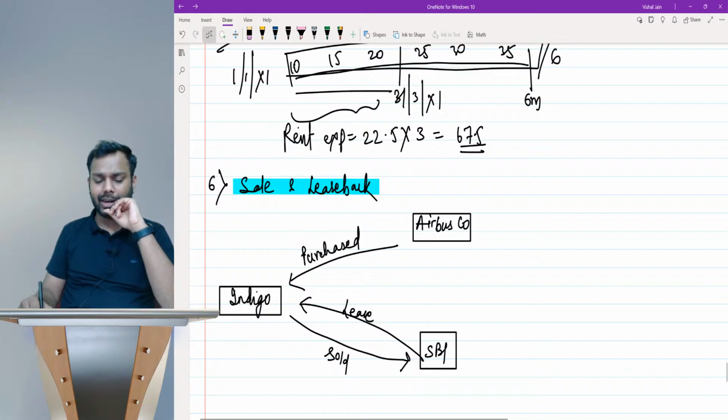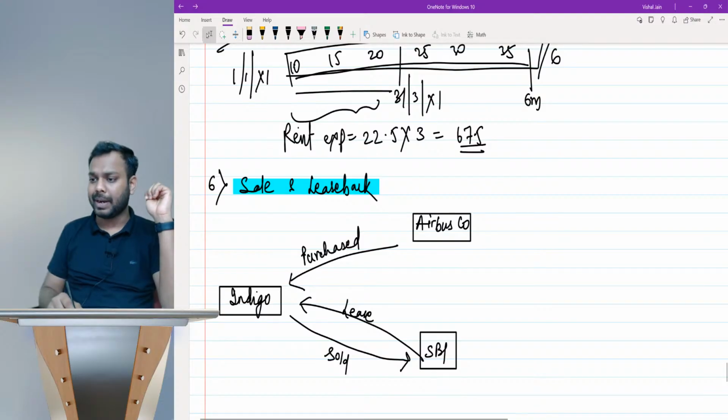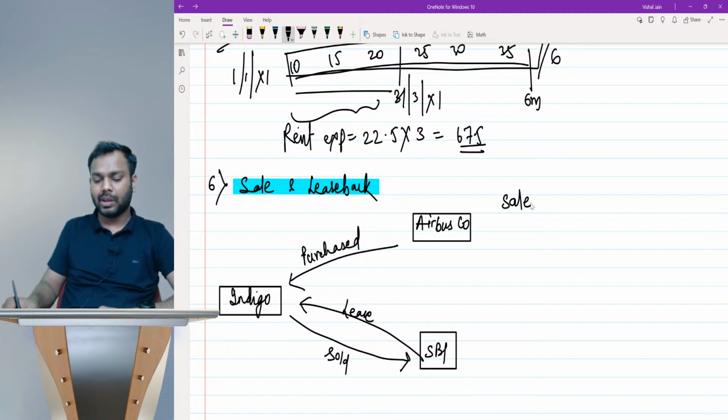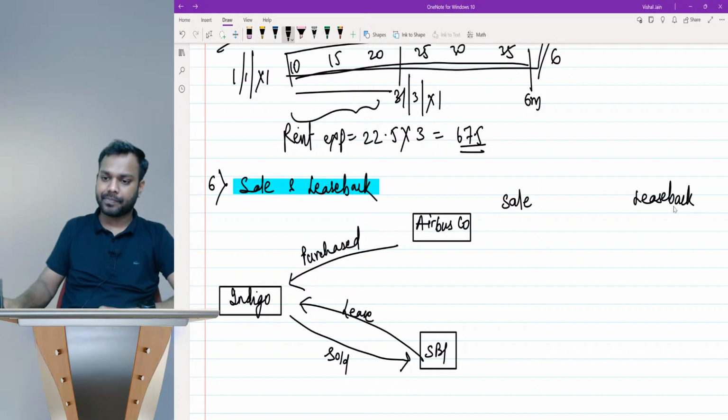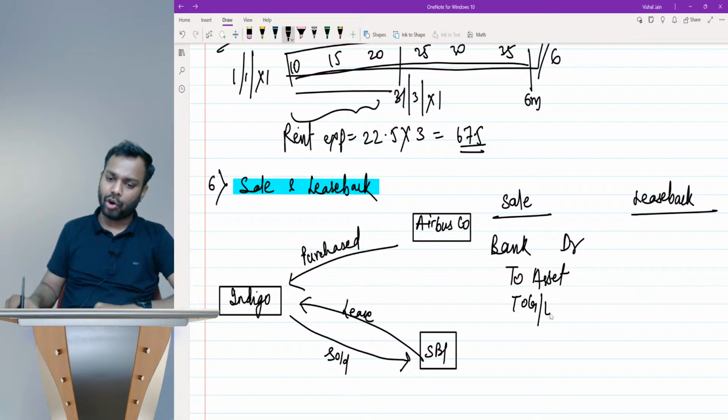We studied that this model was initially started by Indigo, right? In this, two transactions happen: one is sale and another is lease back. For sale, what is the entry? Bank account debit, to asset, to gain or loss on sale.